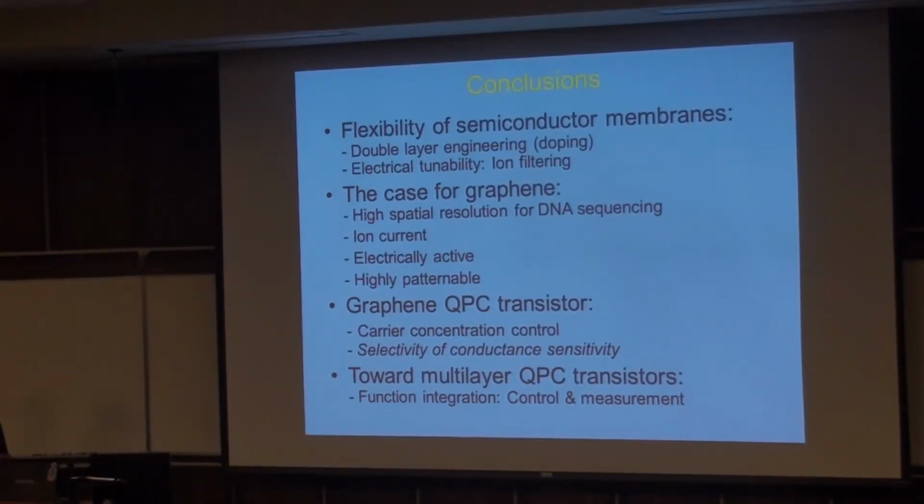Putting all this together, we can get a QPC transistor, where the carrier concentration can be controlled by a backgate, and hence the sensitivity of the device to external charges. Finally, hopefully this will all come together into one very nice multi-layer QPC transistor, with many tunable knobs to increase the sensitivity of our device.